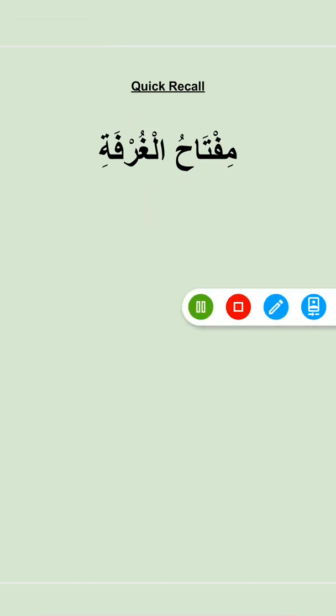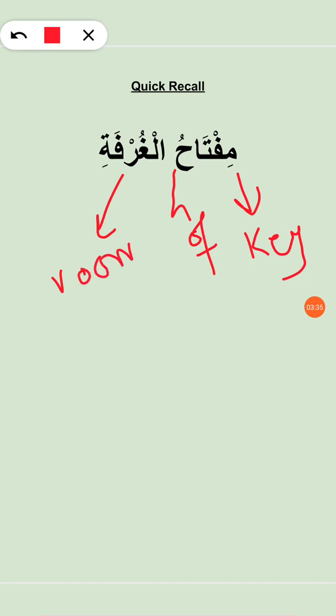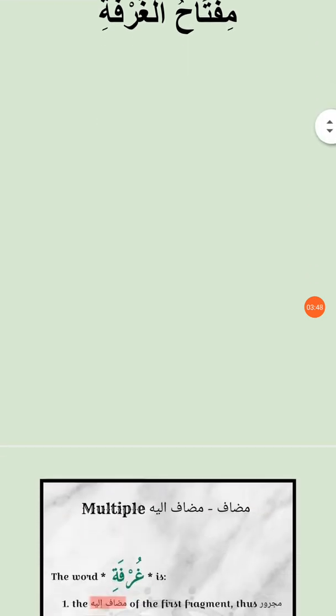Okay, and you should also imagine a little invisible of over here. So it is miftah of al-ghurfati. Miftah means a key, and this is room. Actually, technically it should be key of the door, but that's how we usually say it. So that's why I gave this example. So key of the room. Okay, this is what it means. This was our quick recall.